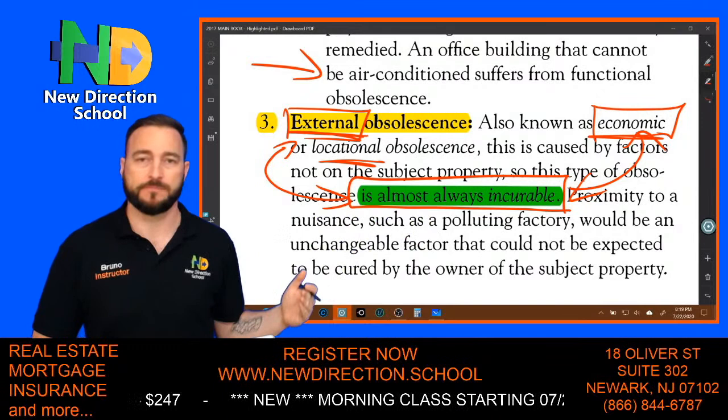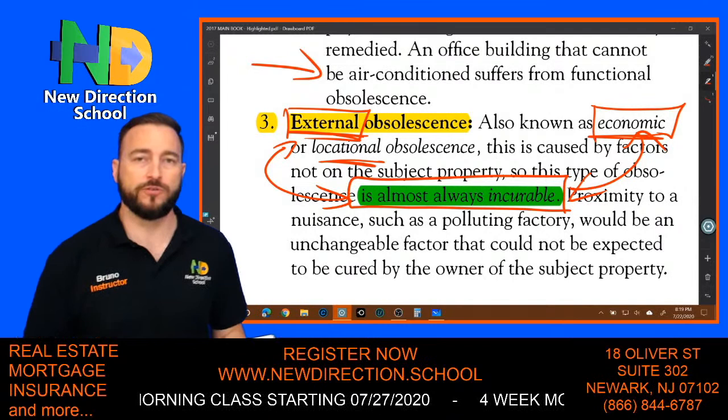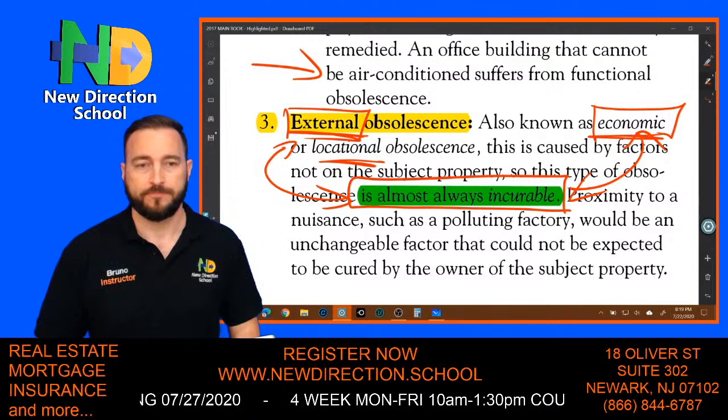So external, economic, or locational, the same thing, almost always incurable. There's nothing you can do about it. The other two, there's usually something you can do about it if it's economically feasible, right? So you can fix the problem with the house or you can change the function in the house, okay?